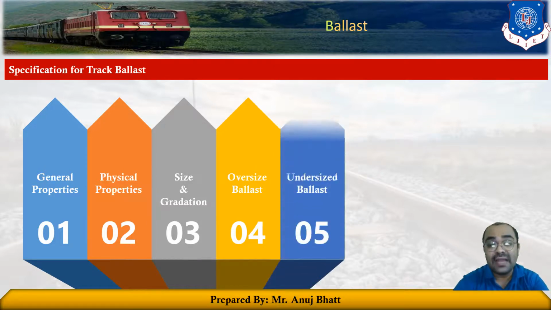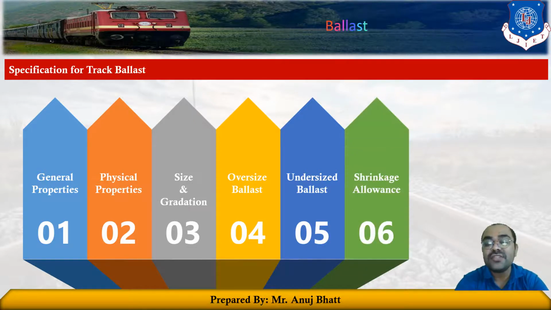Then undersized ballast. The ballast is treated as undersized and rejected if the retention on the 40 sieve is less than 40%, and in the same way, if the retention on the 20 sieve is less than 98% for the machine crushed, and for hand broken ballast that value is less than 95%.